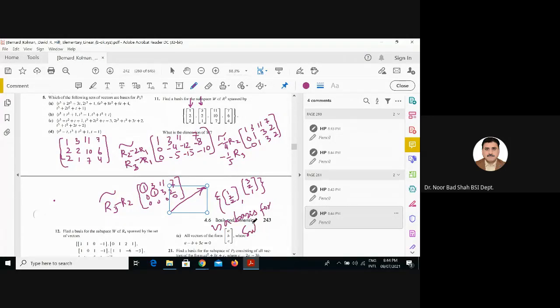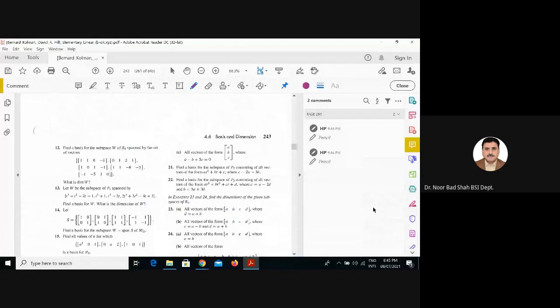And what is the dimension? The dimension is 2, because the set contains 2 elements. So the dimension of W will be 2. Okay. You would do a similar thing in question number 12 as well.